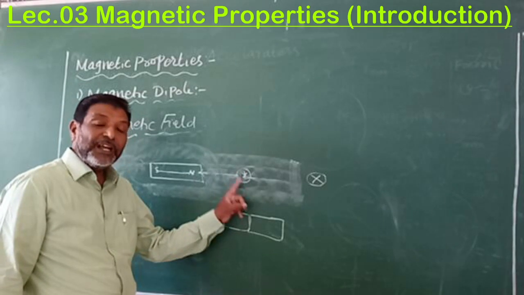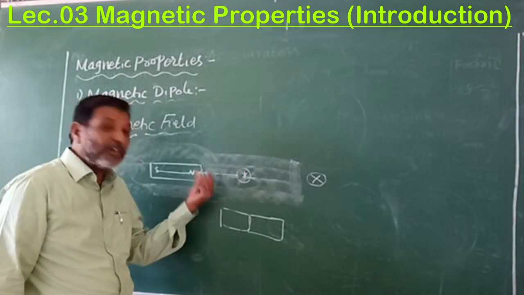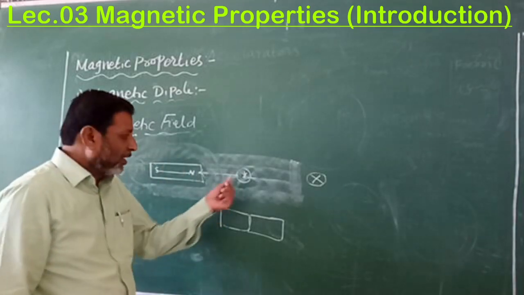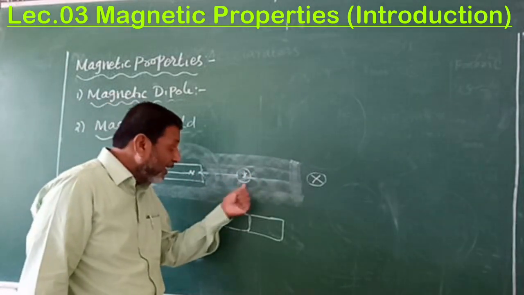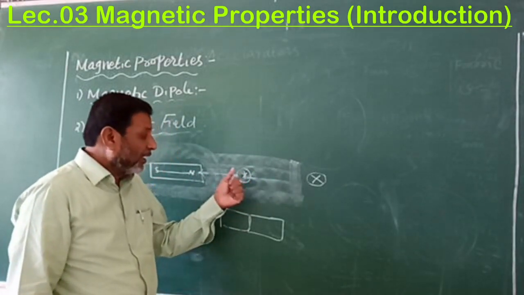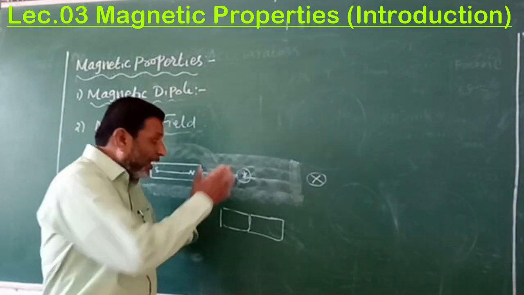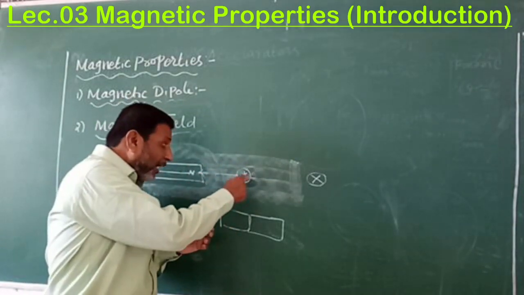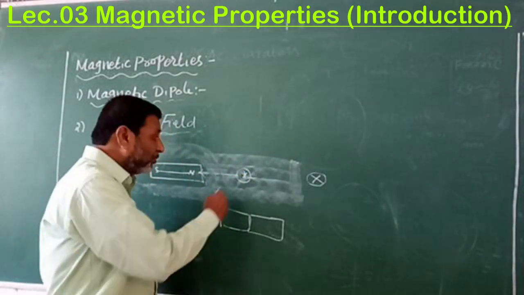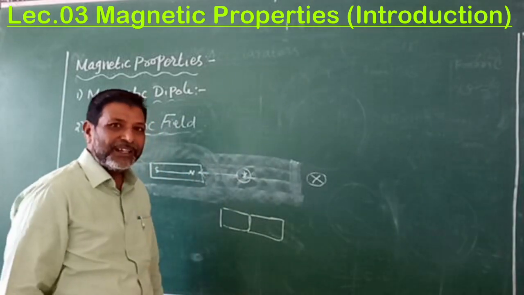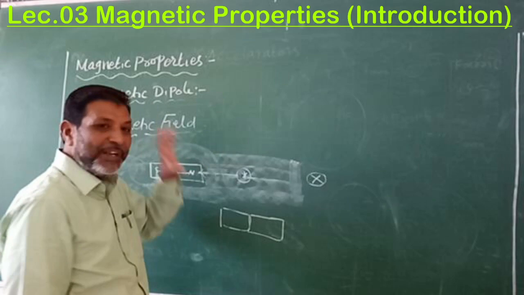It is the space in which a magnet or magnetic material experiences the force. Why does it get attracted? Because of the attractive force only. That force is acting on it, that is, the magnet or magnetic material is experiencing the force on it. Because of that force only it gets attracted. Hence we say that in this space there is a magnetic field.